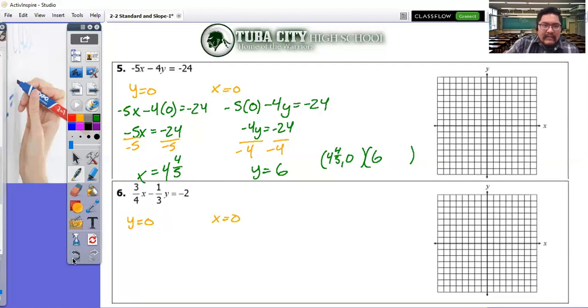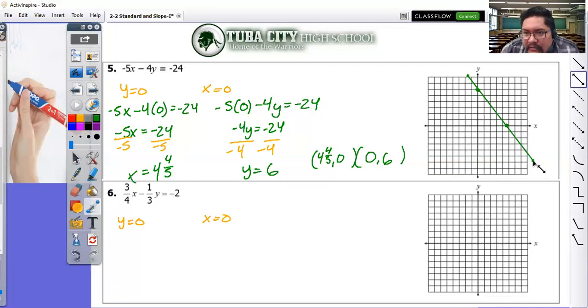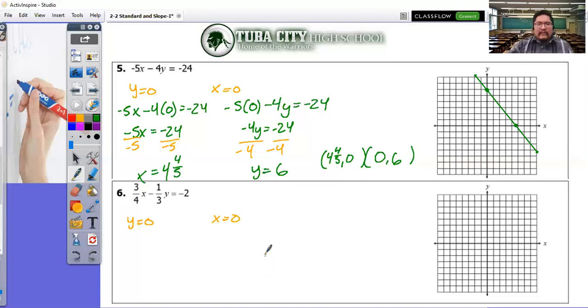And then here I have, oops, that does not go in the X, it goes in the Y area. Yeah, so let's go ahead and put this in there. Actually, I just looked at the packet and noticed it goes to 7. So I'm just going to stop at this next one. So 4 and 4/5 is going to be about right there. And 0.6 is going to be right there. Make sure that we got them in the right spot. Run a line through those. And then we're done with this one.